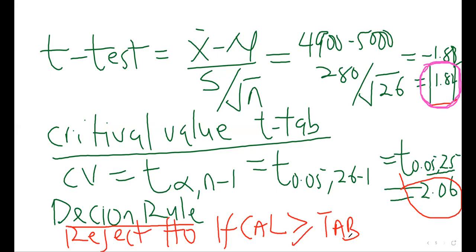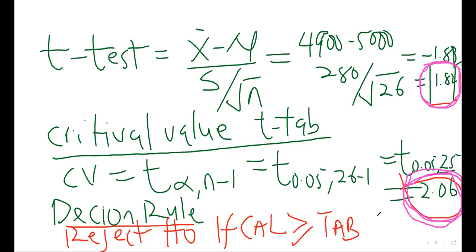If it is bigger than the tabulated, you reject the null hypothesis. Now, look at the tabulated. The tabulated is 2.06. So this calculated is not bigger than the tabulated. It's not at all. And so we cannot reject the null hypothesis.